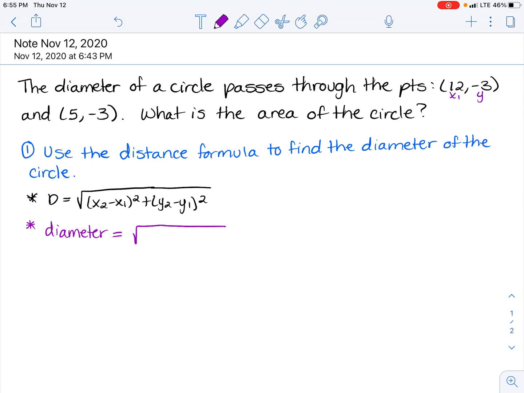This is x1, y1. This is x2, y2. And so now I'm going to plug these points in. So I get that this is 5 minus 12 squared, plus, and then y2, which is -3, minus y1, which is also -3.